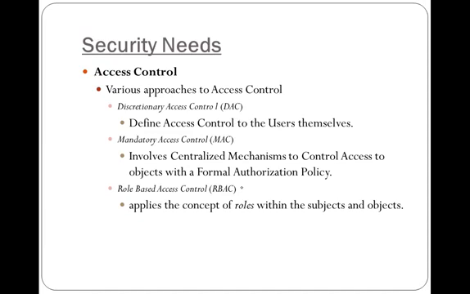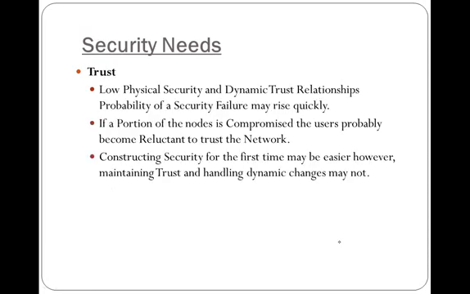So that can be the mandatory access control to any node, and then role-based access controls, which apply the concept of role within the subject and object. Either the node in a mobile network is a sender, a receiver, a forwarding node, a group leader, or a cluster head. So these are different types of roles based on which we can assign them these access.